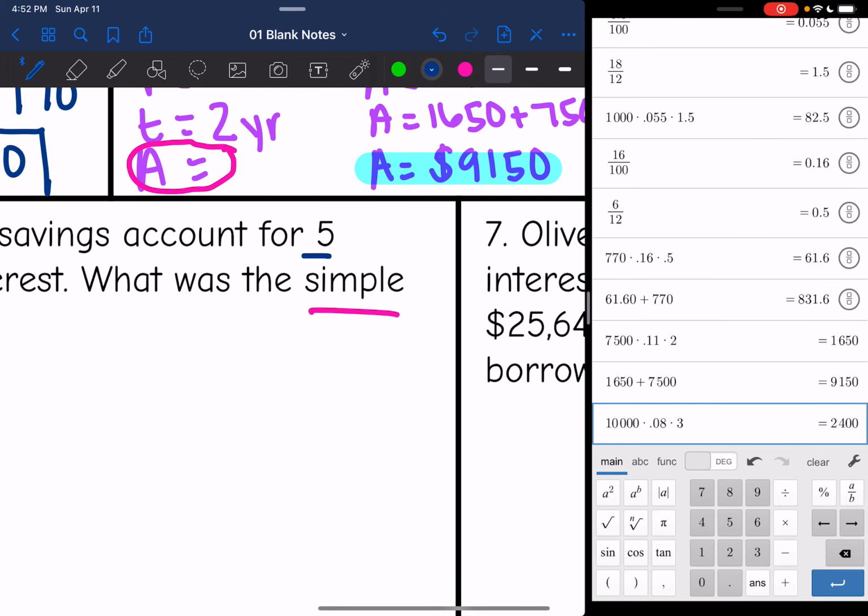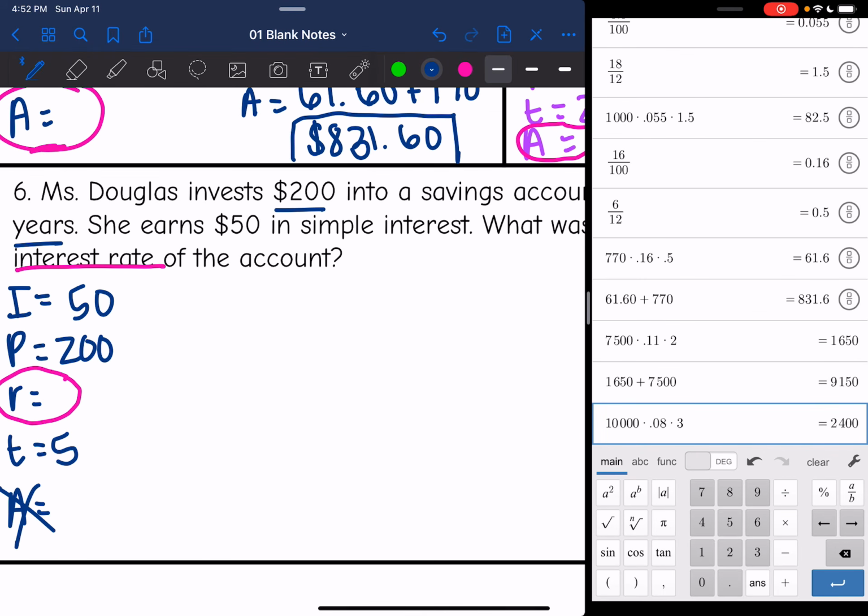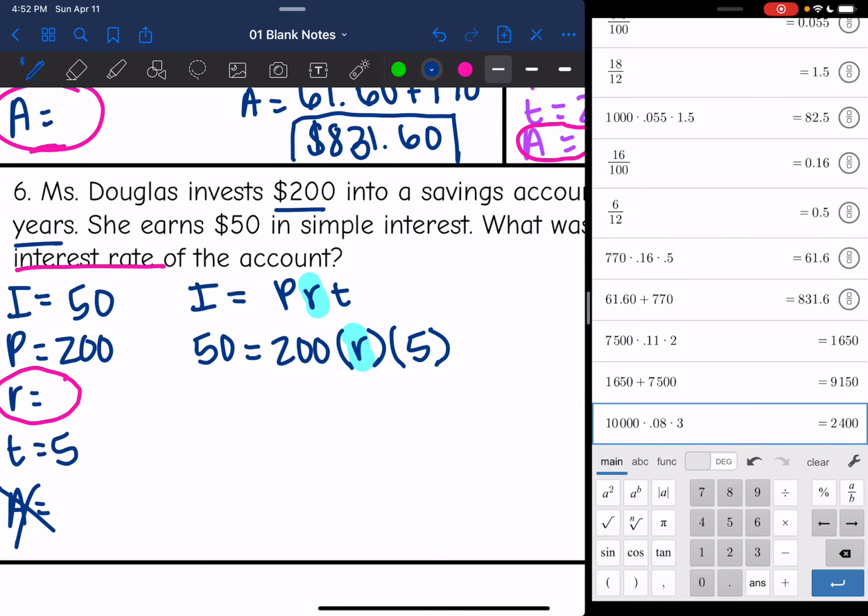And let's write down our simple interest formula. I equals PRT, and let's substitute in what we have. We know the interest this time, it's $50, equals the principal is 200 times, we don't know what the rate is, so I'm going to leave it as R since that's what we're looking for, times the time was 5 years.